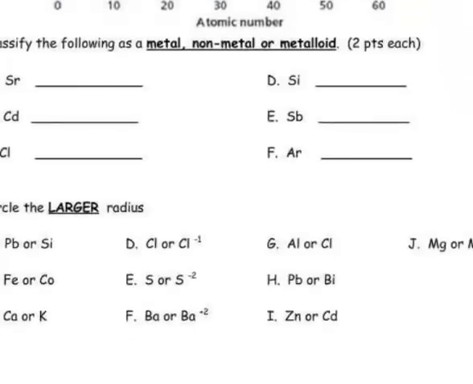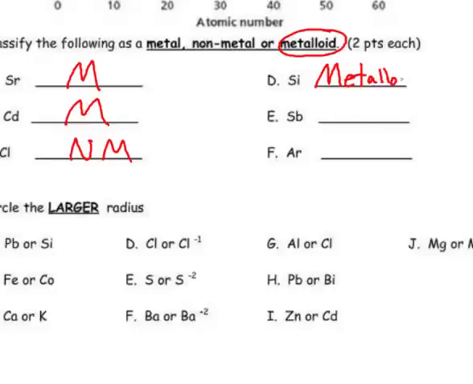All right, so classify the following as a metal, non-metal, or metalloid. So strontium being in the second column is a metal. Cadmium, transition metal. Chlorine is a non-metal above the stair step. Silicon. Silicon is touching the stairs with 2 sides. That makes it a metalloid. Antimony is touching the stairs with 2 sides, so that makes it a metalloid. And then argon, one of the noble gases, is definitely a non-metal.